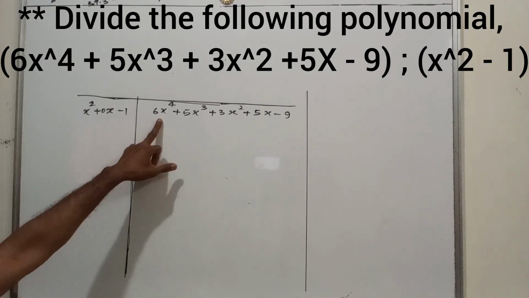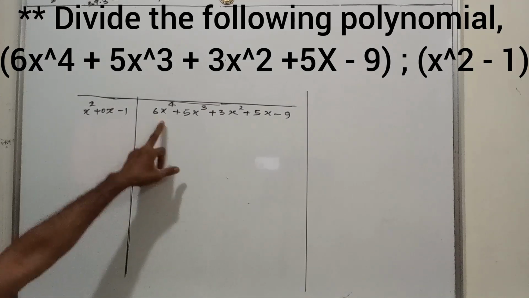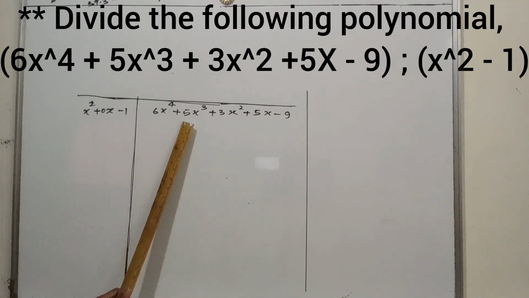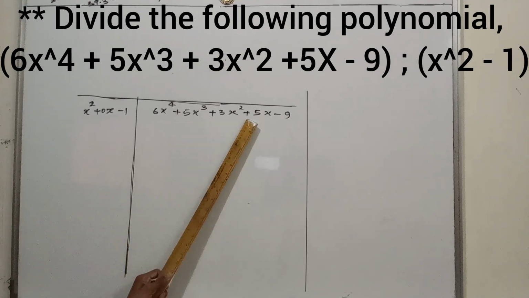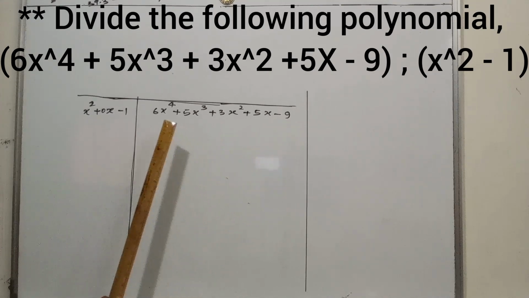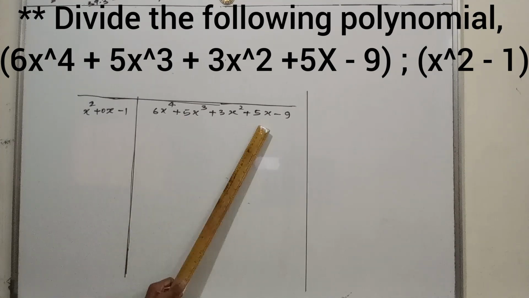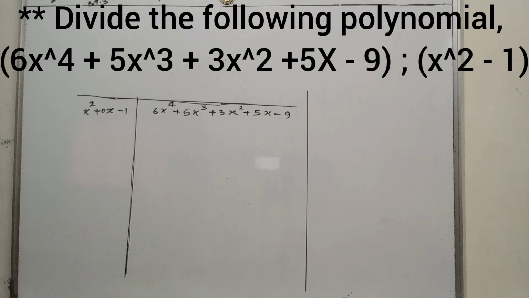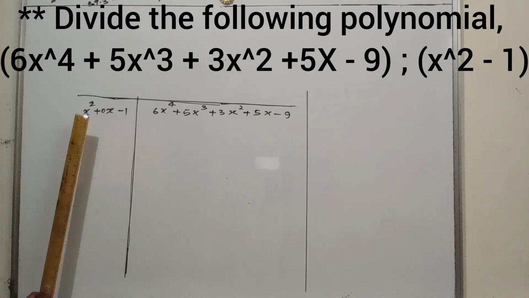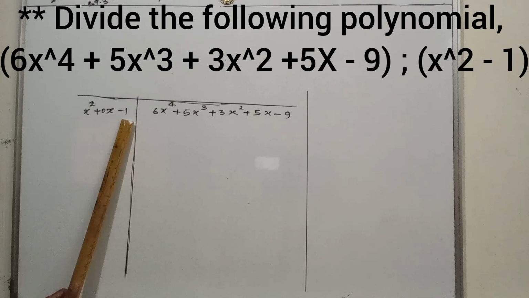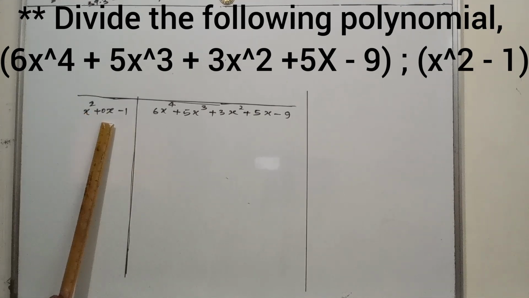Division. This is our dividend, 6x raised to 4 plus 5x cube plus 3x square plus 5x minus 9. If a term is missing, then write that missing term with coefficient 0. Now our divisor, x square minus 1. We have taken here the missing term with coefficient 0.